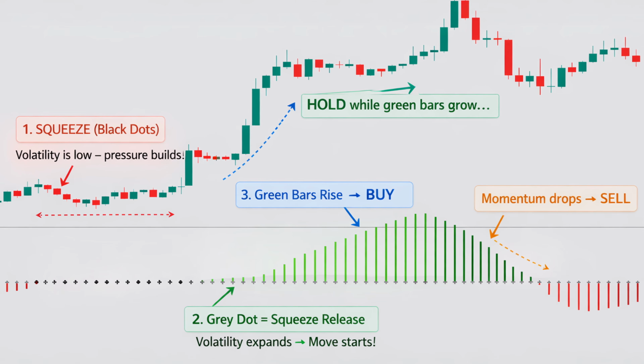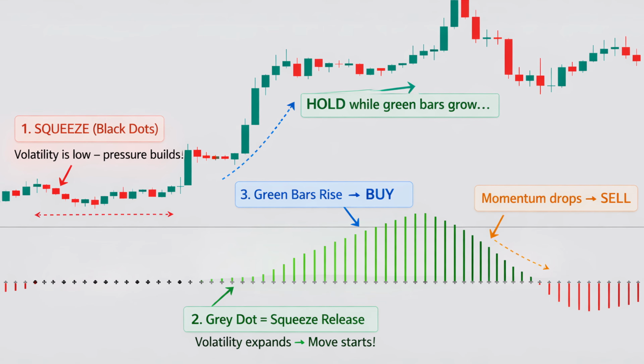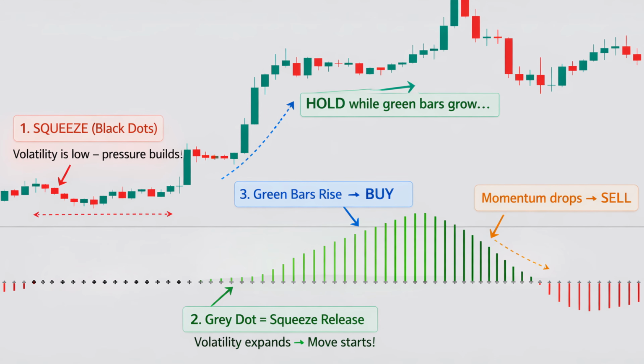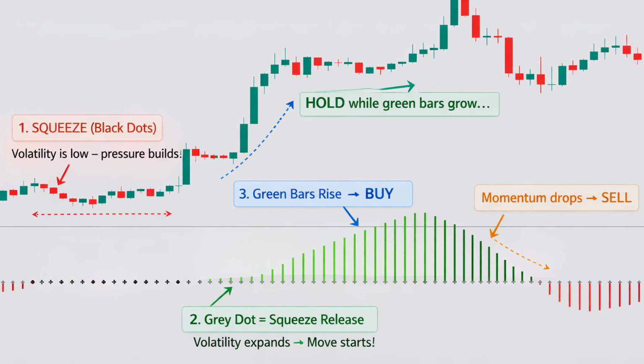If the bars are green and starting to increase, this shows that buyers are gaining control of the market and bullish momentum is building. A buy trade is typically considered when the squeeze releases and momentum bars are green and rising. This combination suggests that the volatility is expanding and buyers are pushing price upwards.